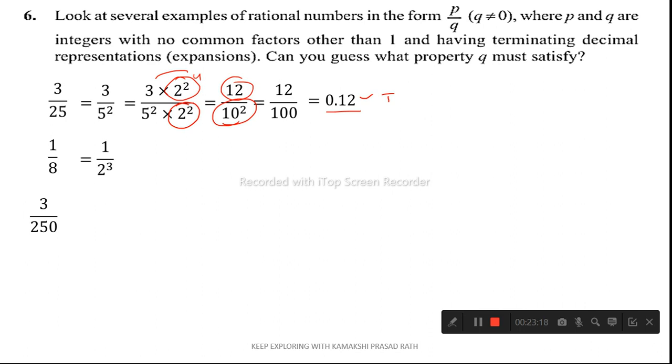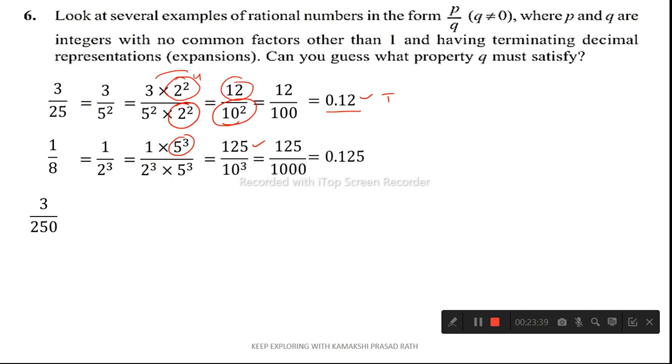Next, 1 by 8. Now 8 can be written as 2 cubed. The same concept: we need powers of 10. Here we have powers of 2, so we need powers of 5 to make it powers of 10. We have 2 cubed, so we need 5 cubed. So 2 cubed multiplied by 5 cubed becomes 10 cubed. Now 5 cubed is 125, so we get the numerator as 125 by 1000. It is a decimal fraction, so we get a terminating decimal expansion, that is 0.125.